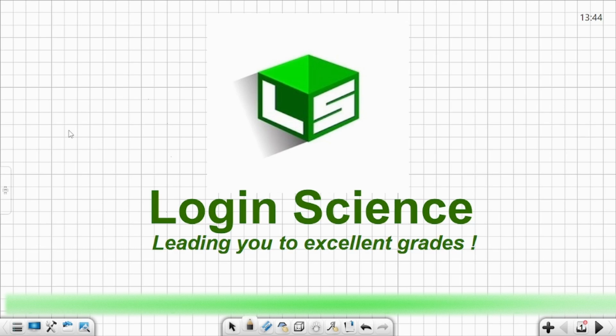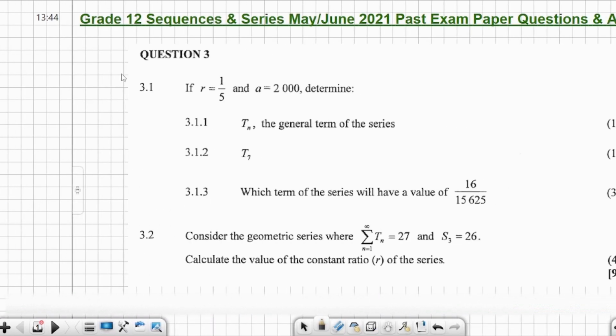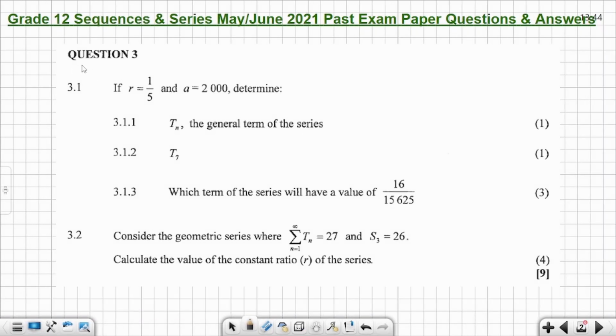Okay, let's start with the question. This is the question. It was question 3 from the May, June 2021 past exam paper. So 3.1, if R is equal to 1 over 5 and A is equal to 2000, determine Tn, the general term of the series.